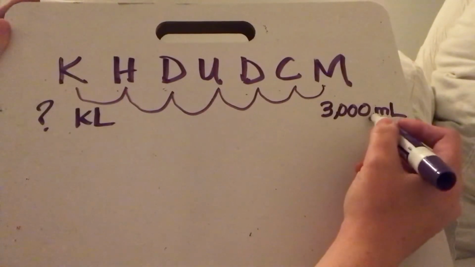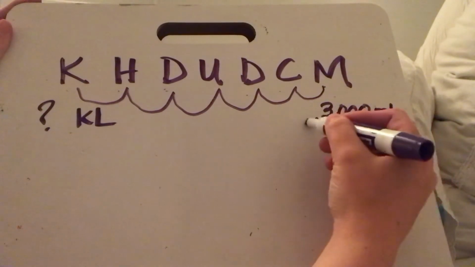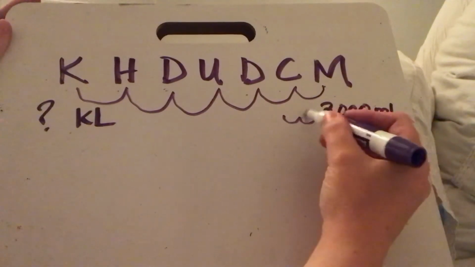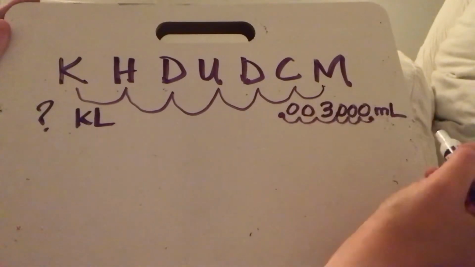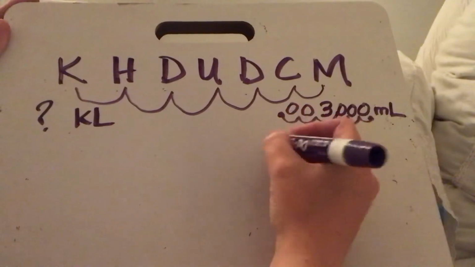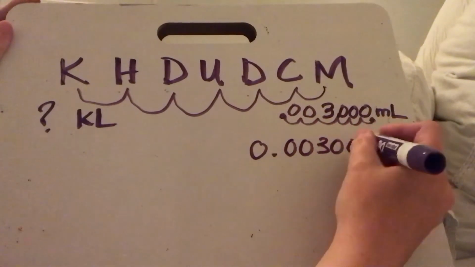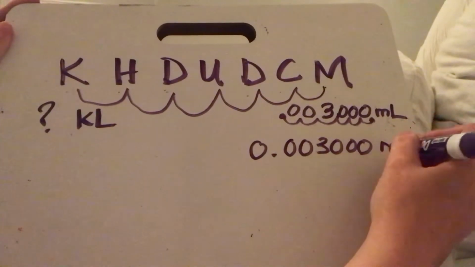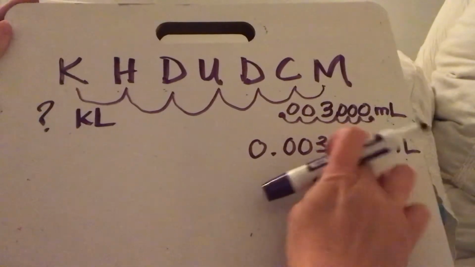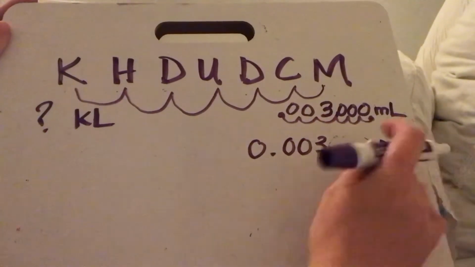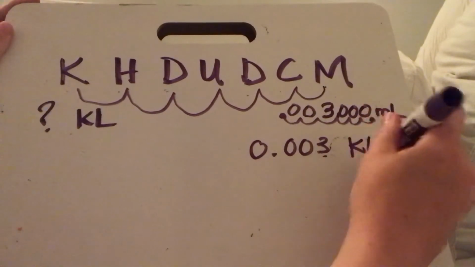So let's hop. Here's our decimal point at the end of the number. 1, 2, 3, 4, 5, 6. Now you remember what to do if there are holes here. You fill in a 0 here and a 0 here. So that means 3,000 milliliters is the same as 0.003000 kiloliters. Or remember how I said all the zeros at the end of a decimal don't really matter? We can take them off and it would actually just be 0.003 kiloliters.